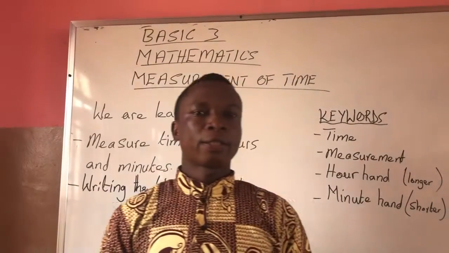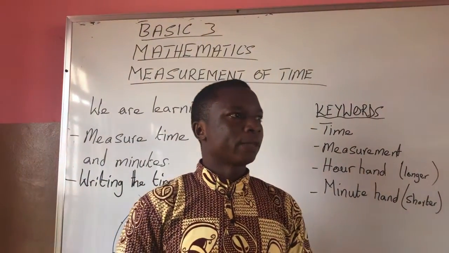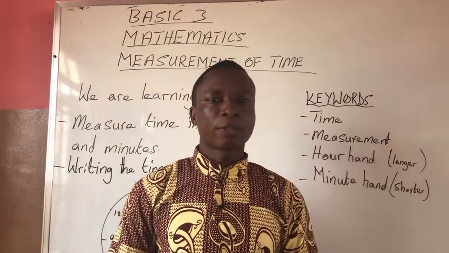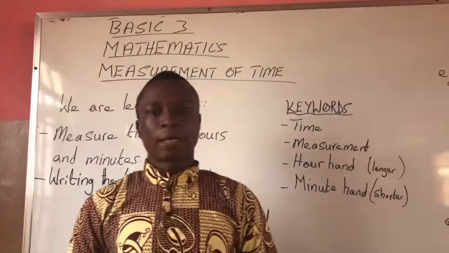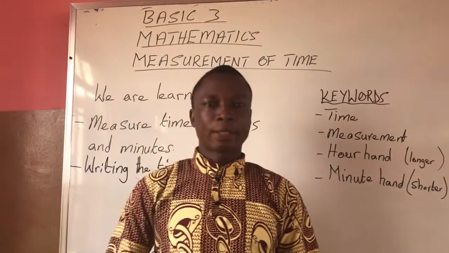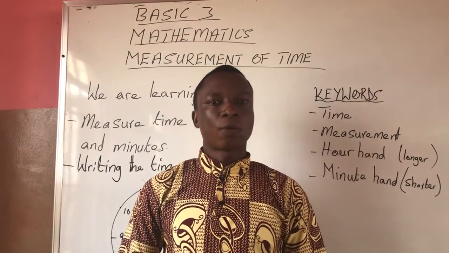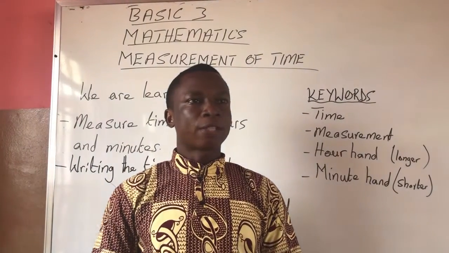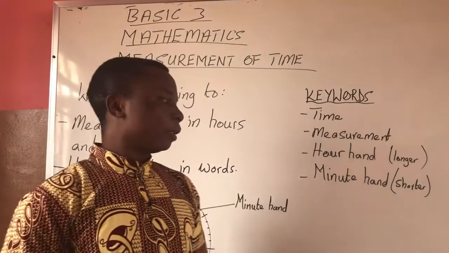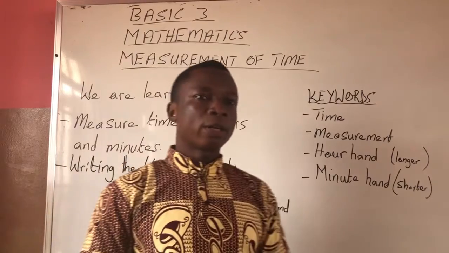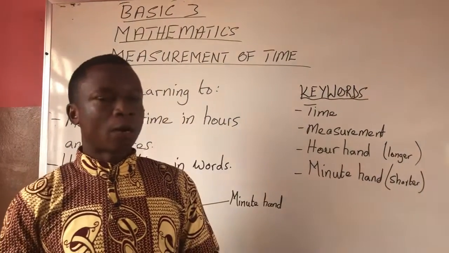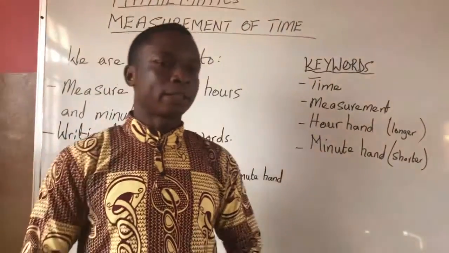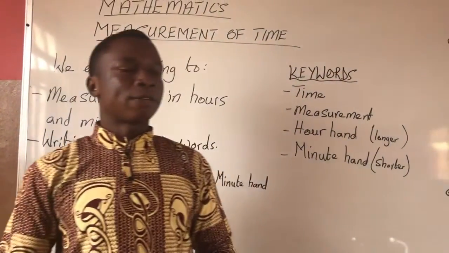We started something in time, or measurement of time, in our previous lesson. We looked at how to estimate time for a given sentence or situation. For instance, we said if you are asked to boil an egg, how many minutes will that take you to boil an egg? We also looked at several examples.